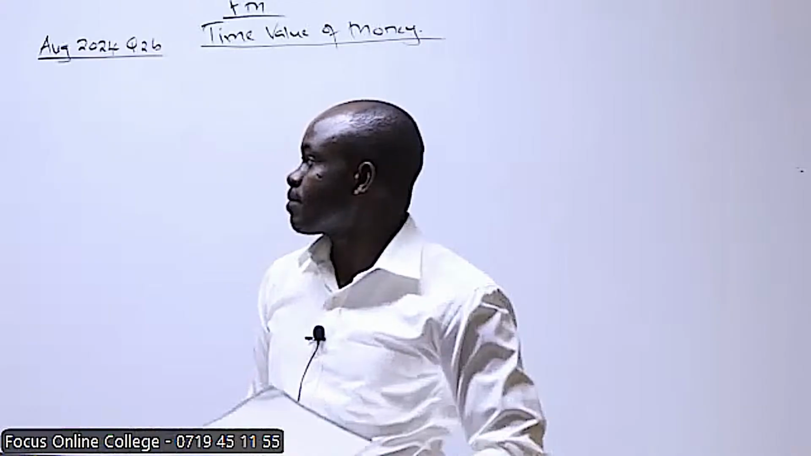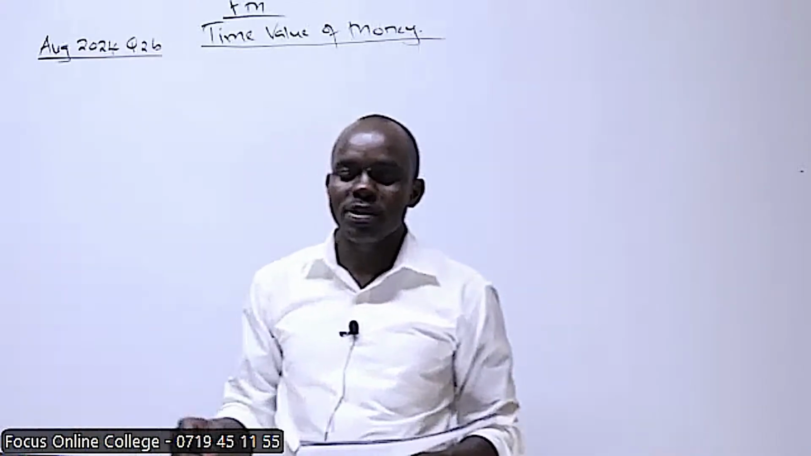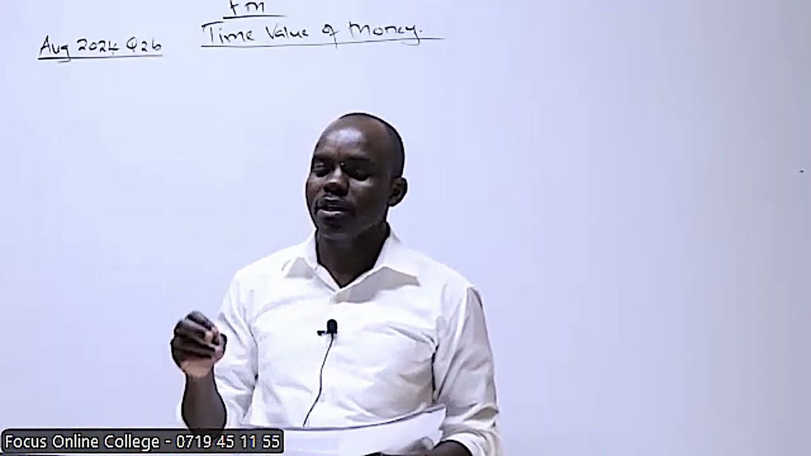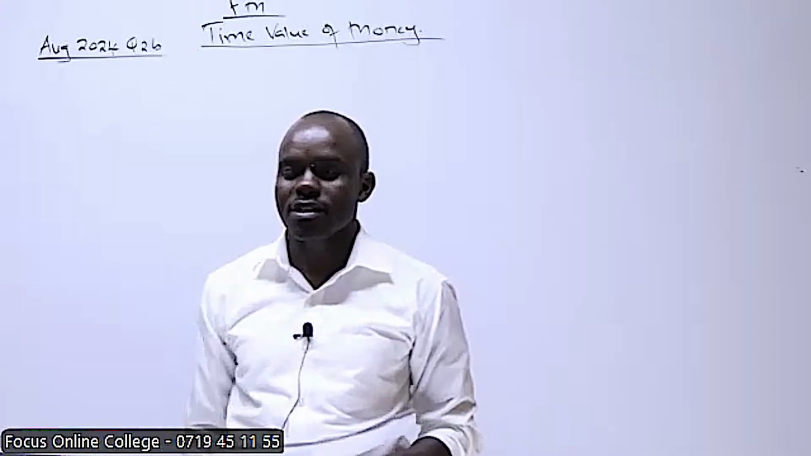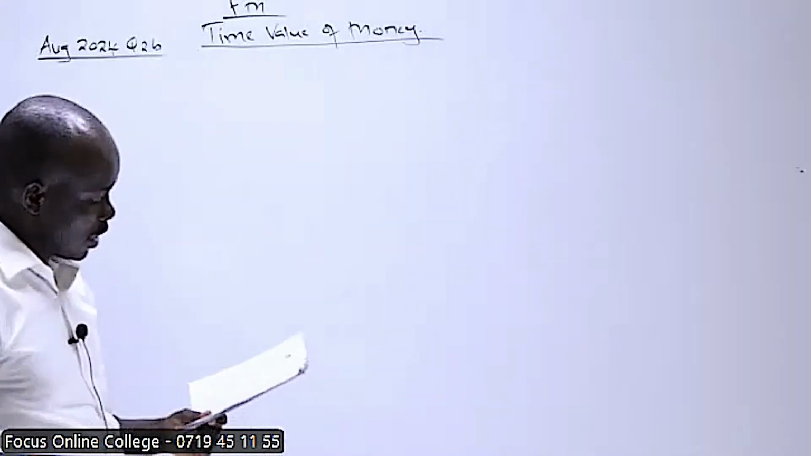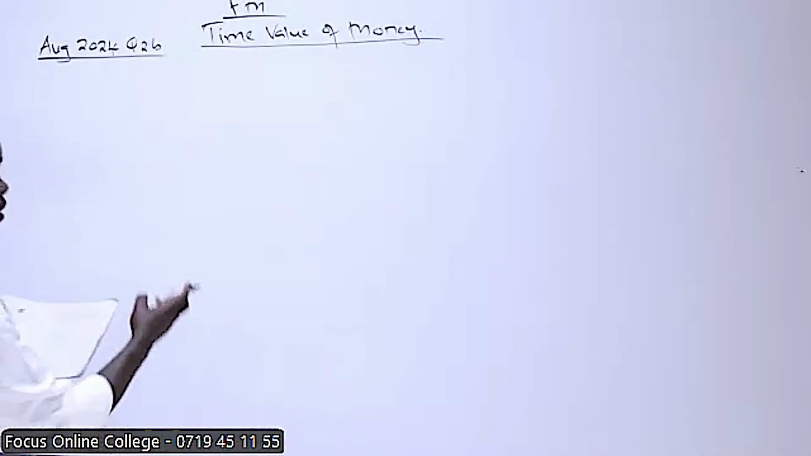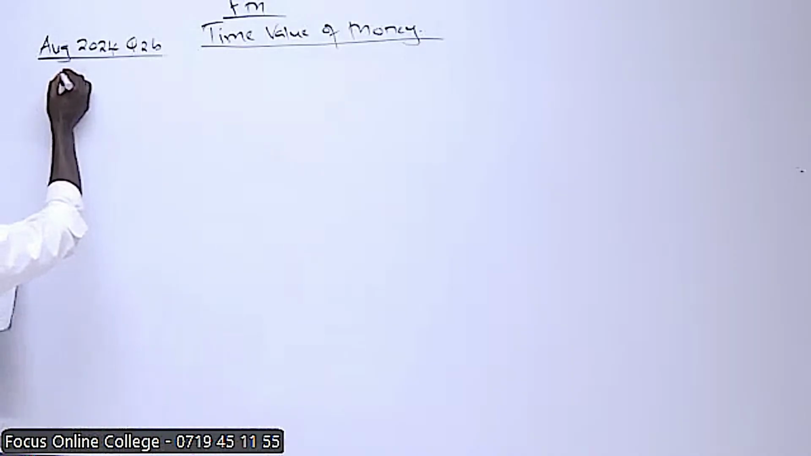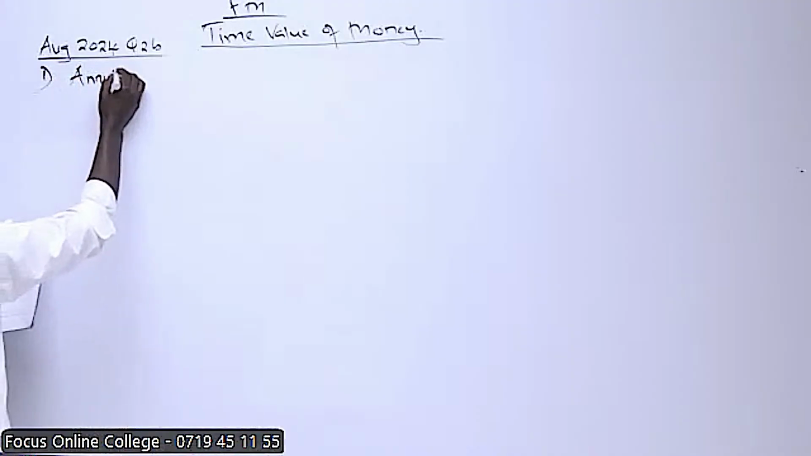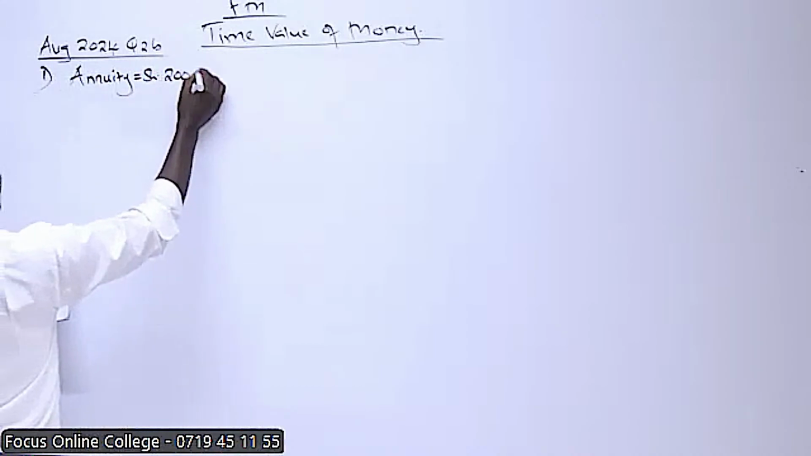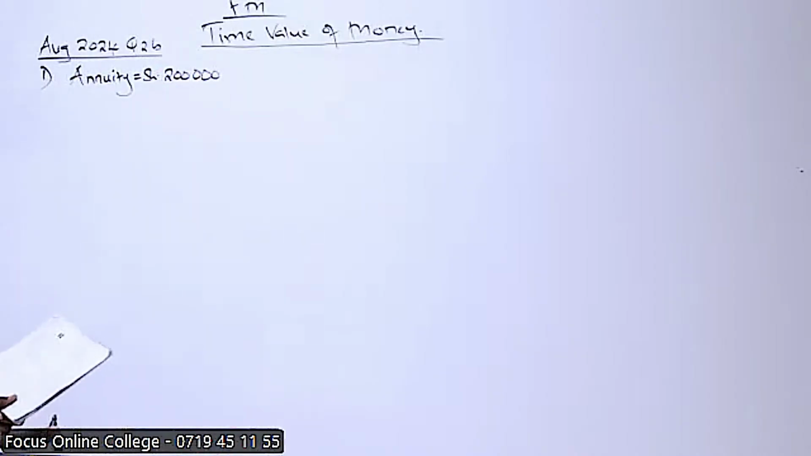So remember, we're being told that this person will be investing 200,000 at the beginning of each year for a period of 10 years at an interest rate of 9%. So the 200,000 is an annuity. 200,000 shillings is an annuity in this case. So this is part 1. The annuity is 200,000 because this is happening each year.